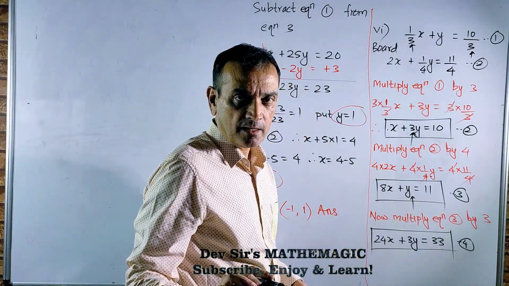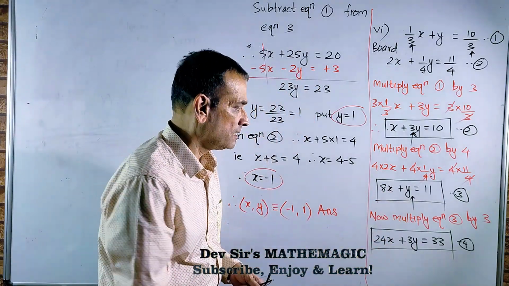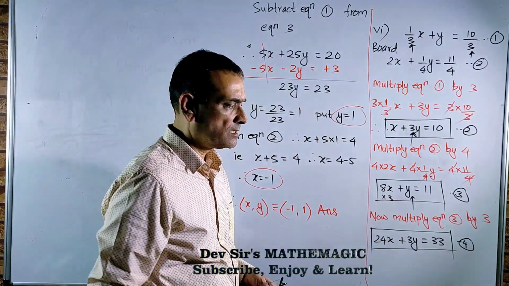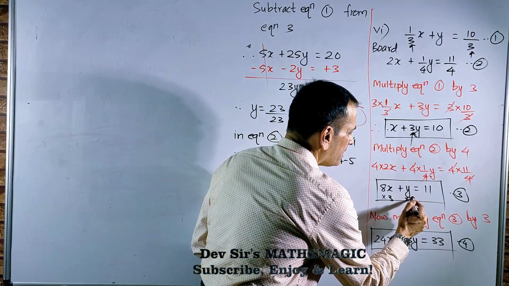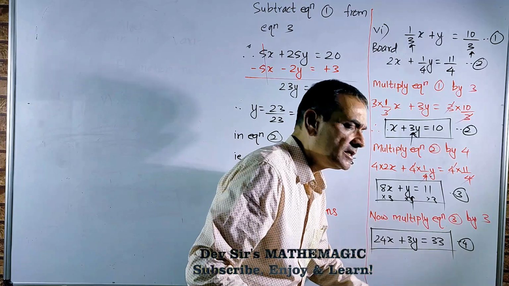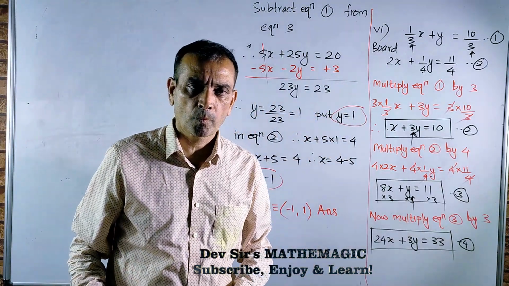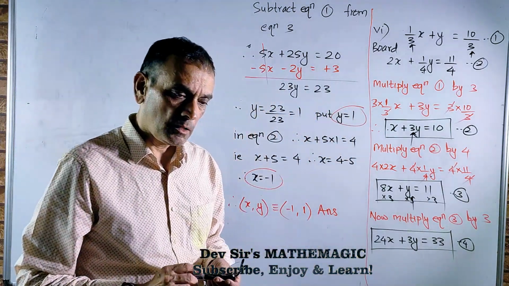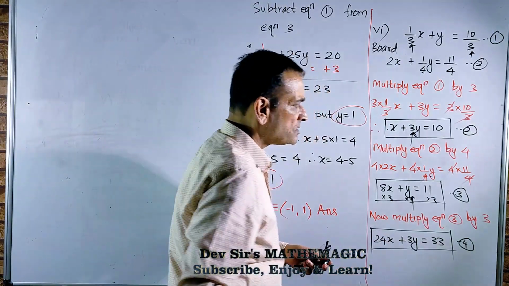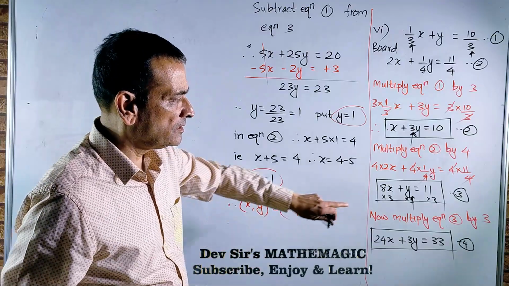अभी इधर डायरेक्ट किया है. This is for you to practice. 8x into 3, 24x. y into 3, 3y, 11 into 3, 33. Right? Now check out. कौन सी इक्वेशन कन्वर्ट की है? This.